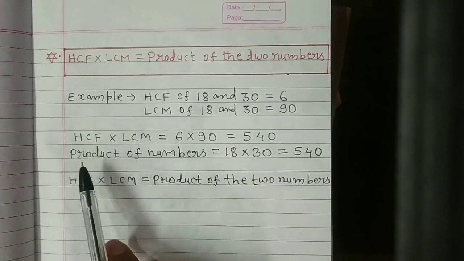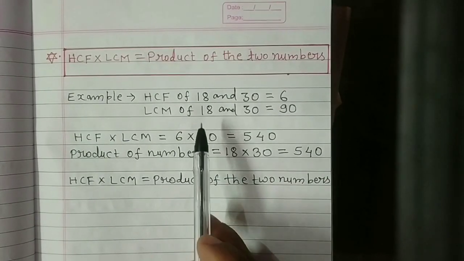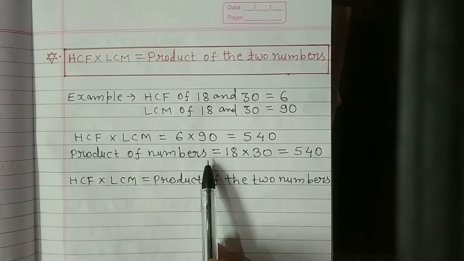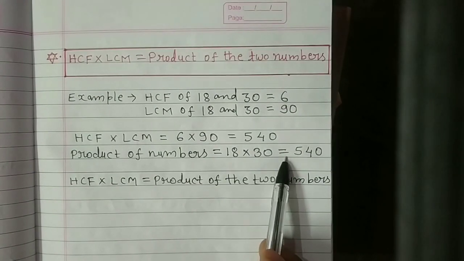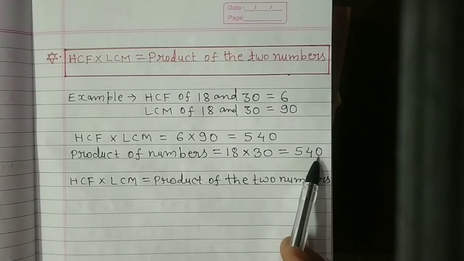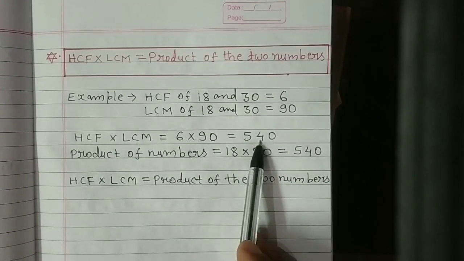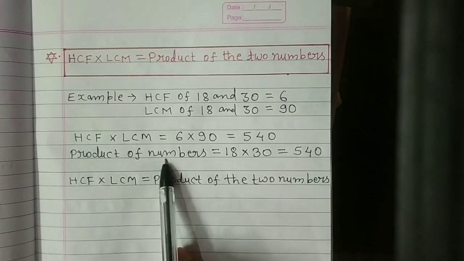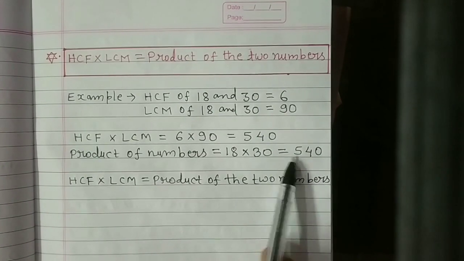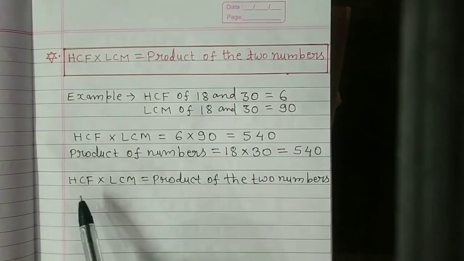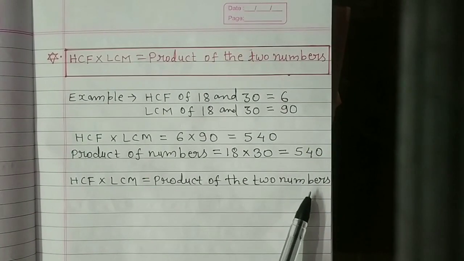Clear? Now we are going to find the product of the numbers, which are these two numbers, 18 and 30. So the product of the numbers equals 18 into 30, which equals 540. As you can see, the product of HCF and LCM is 540 and the product of the same two numbers is also 540. Then this result is verified: HCF into LCM equals the product of the two numbers. Clear?